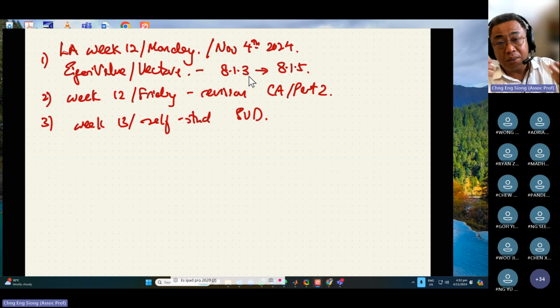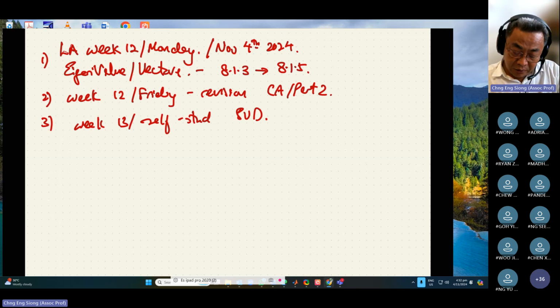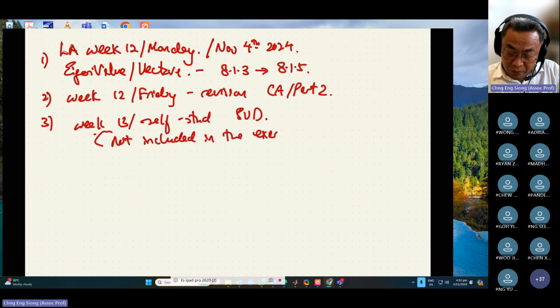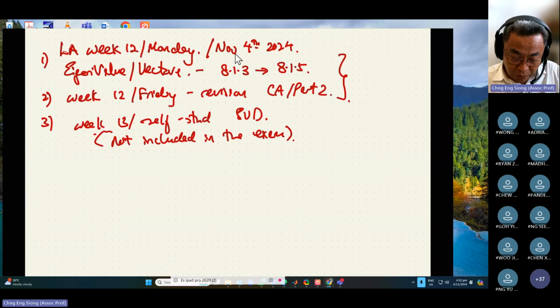I would drop the folder into NTU Learn, but this is not included in the exam. So I guess most of you will ignore it, and we'll stop at week 12 for all your study materials. With that, let's begin and see what we're going to do.